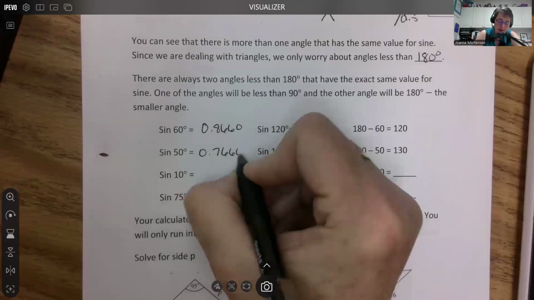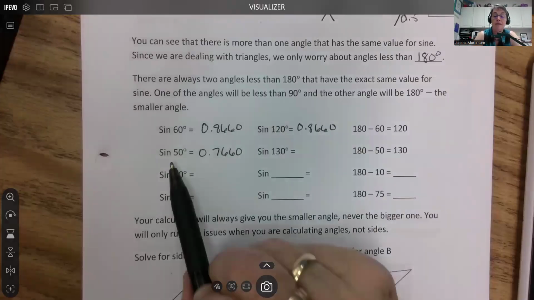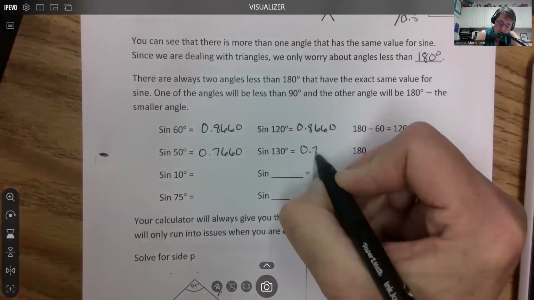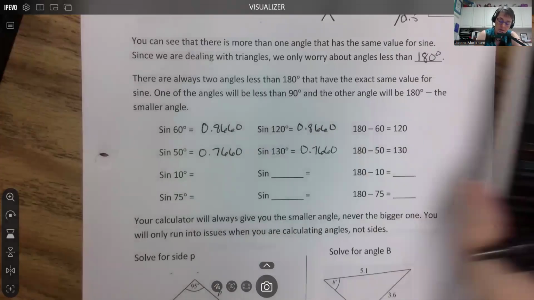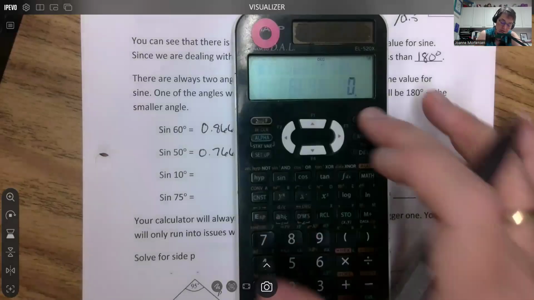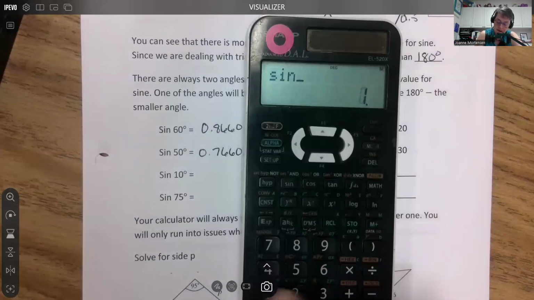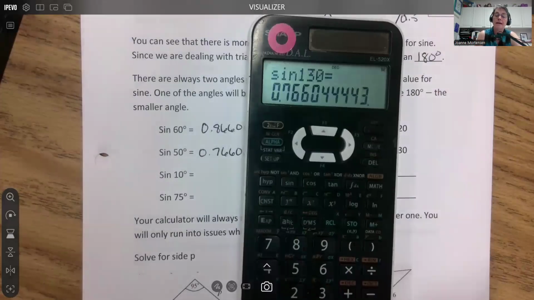All right, sine of 50. 0.7660. Now, if 50 and 130 make up 180, then I know this is 0.7660 for sine 130 too. And there it is. Ta-da!